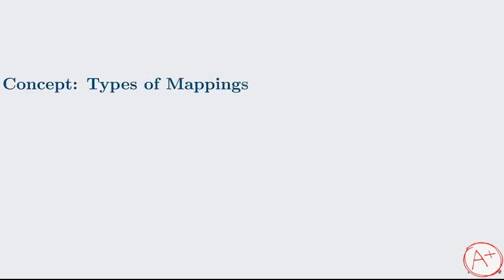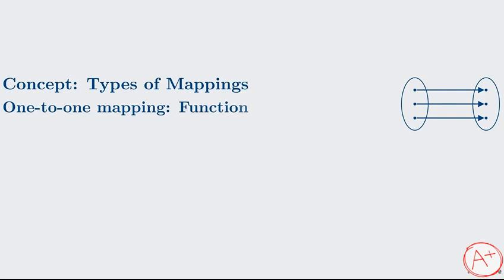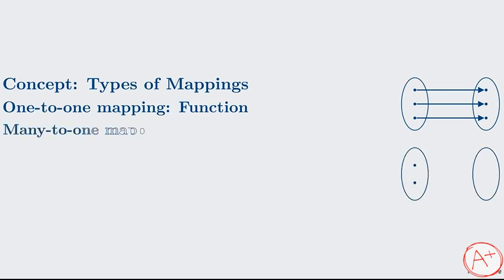To determine if a relation is a function, we categorize the mapping. There are three main types you need to know for the exam. First, we have a one-to-one mapping. Here, each unique input has a unique output, and each output corresponds to exactly one input. This is a function.